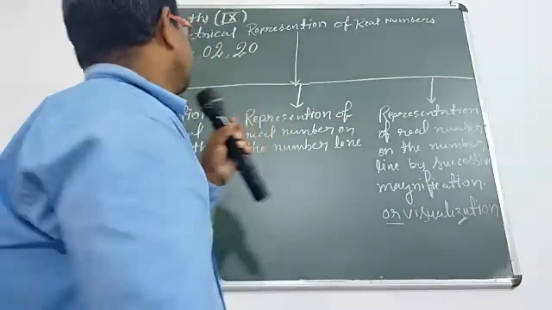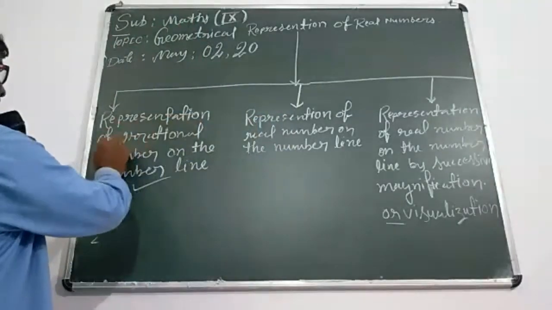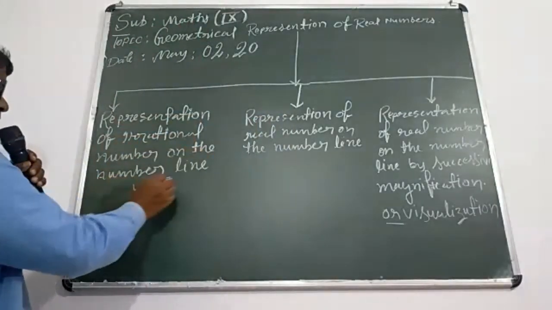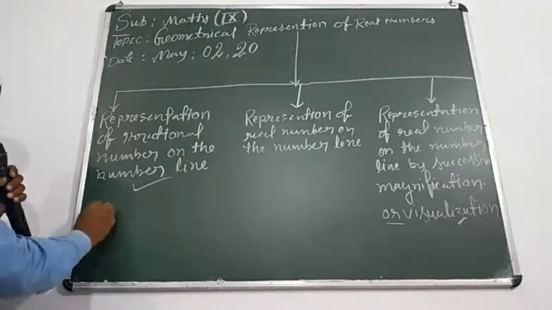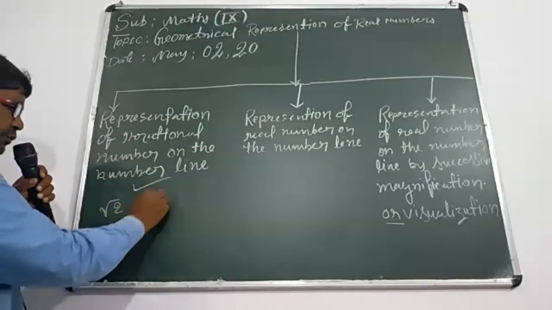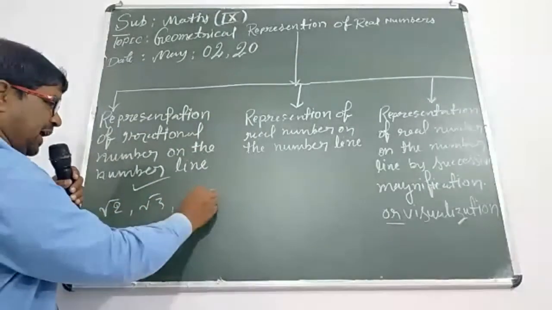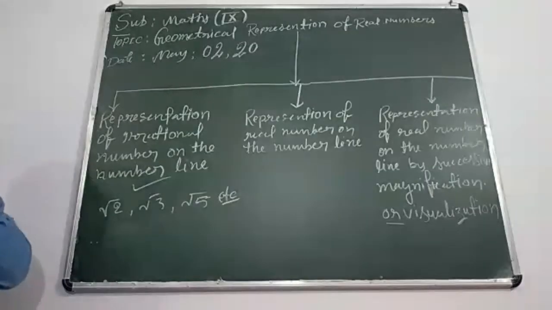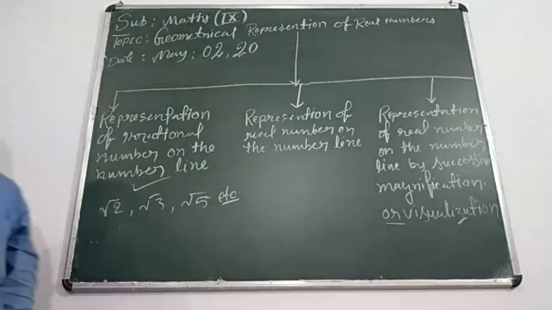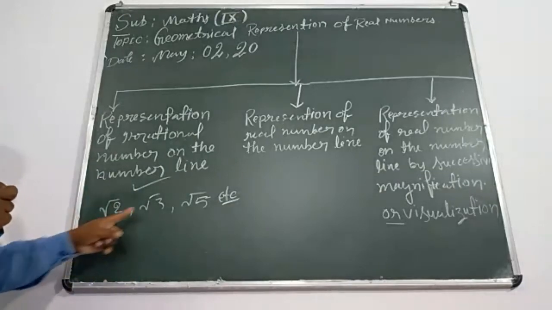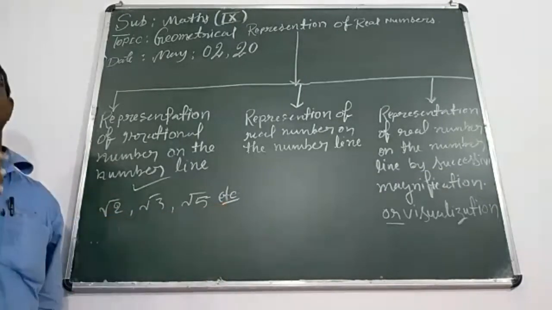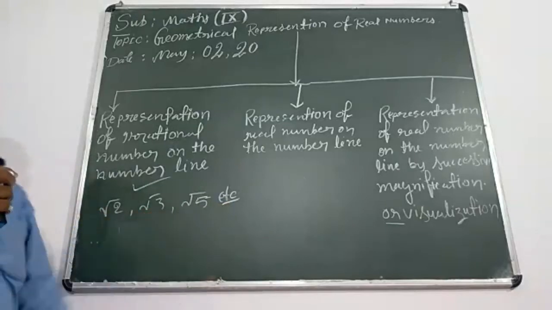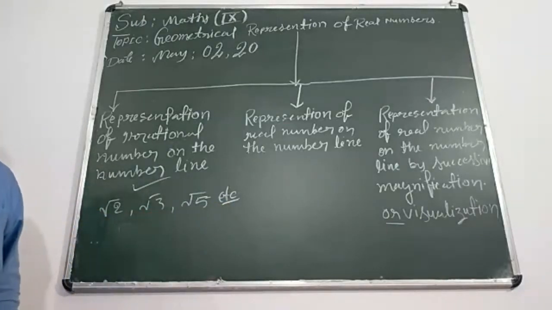Okay. Now check this representation of irrational number on the number line, just like under root 2, under root 3, under root 5, etc. This type of irrational number we want to represent on the number line.